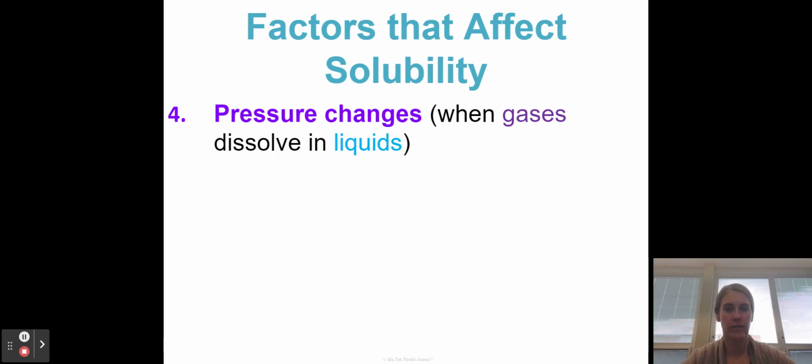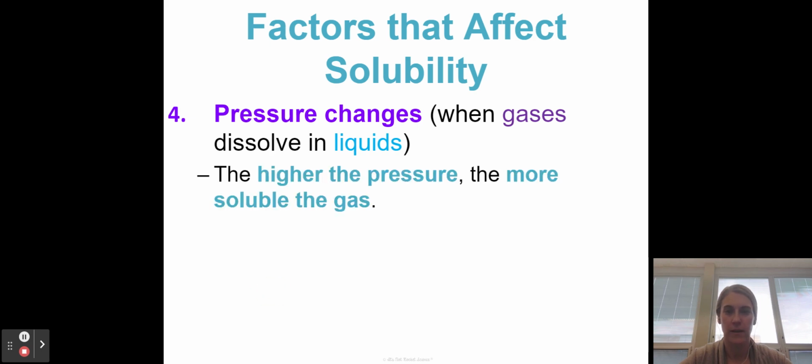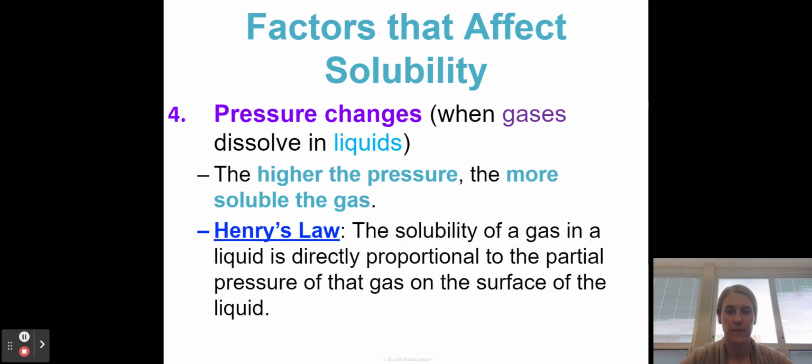Pressure changes really only affect gases. Pressure is not going to affect solids because solids are already very close together. The higher the pressure, the more soluble the gas. There is something called Henry's law, which means the solubility of the gas is directly proportional to the partial pressure. So as we increase pressure, we increase solubility. We decrease pressure, we decrease solubility. It's just a direct relationship.